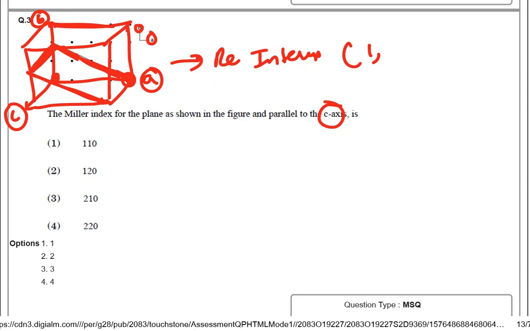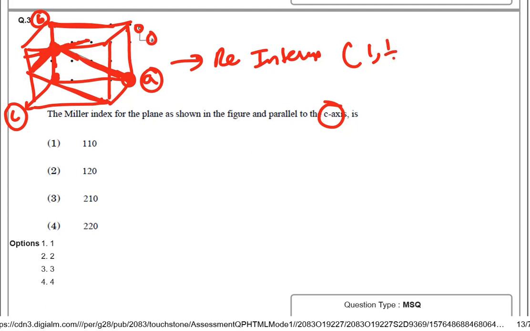Now the second step, look at the axis B, where the plane is intersecting the B axis at completely half of it. Okay, so just make it a perfect cube here, and if you do that, the plane is intersecting at the half of that axis B of that particular unit cell.